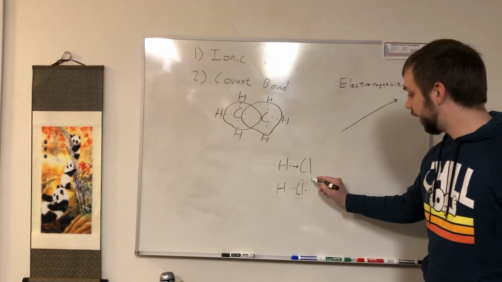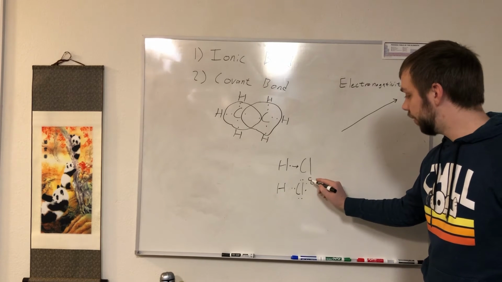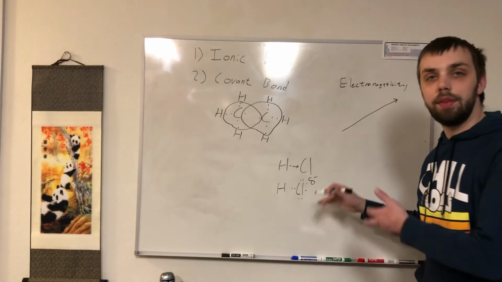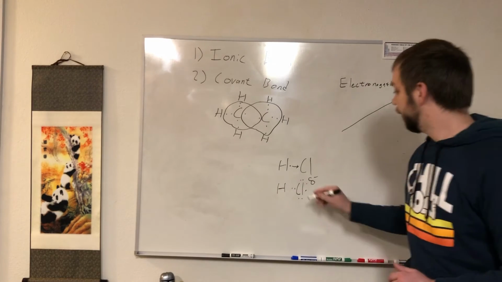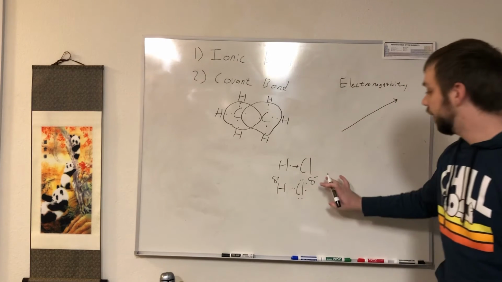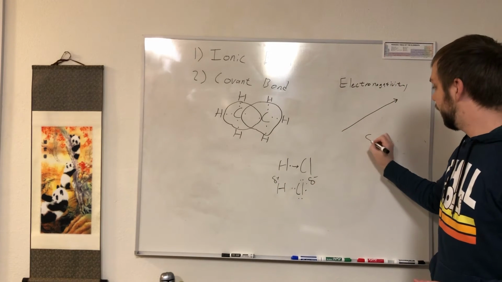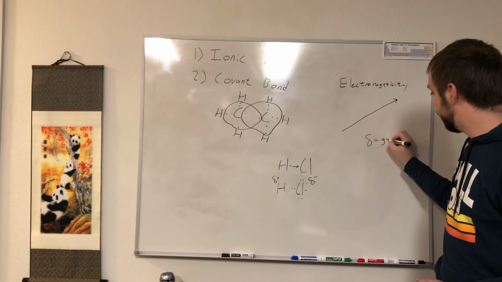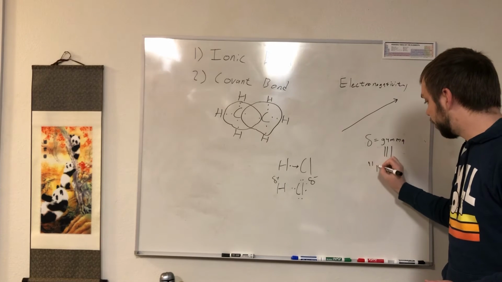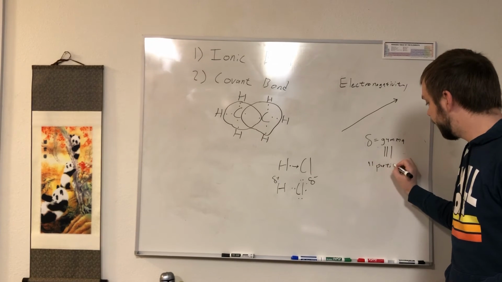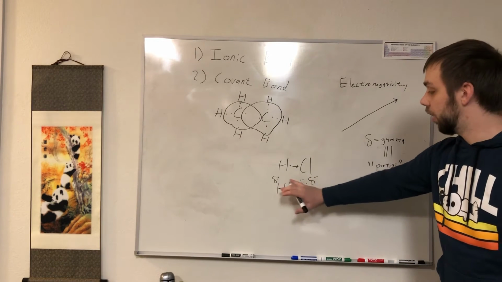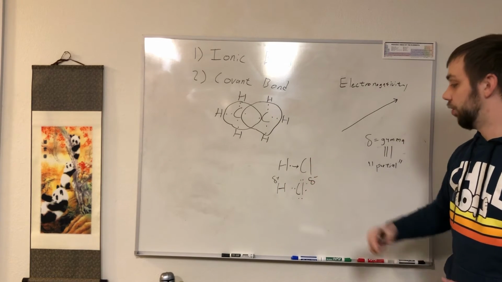So this chlorine is actually going to have a partial negative charge because that electron is going to be closer, it's going to be more associated with that chlorine than with the hydrogen. So then the hydrogen will have a partial positive charge. And for a review, this symbol here, this is delta, and you can think of it as meaning partial. So it doesn't have a formal positive or negative charge, but it has a partial charge.